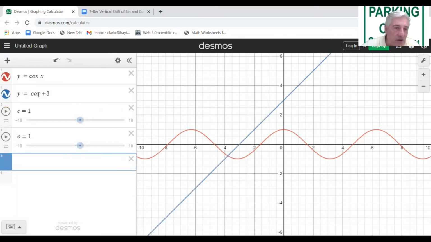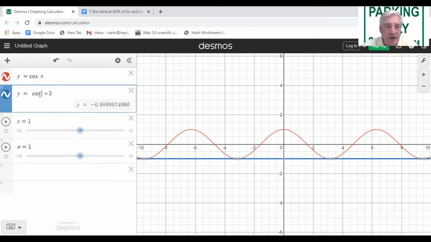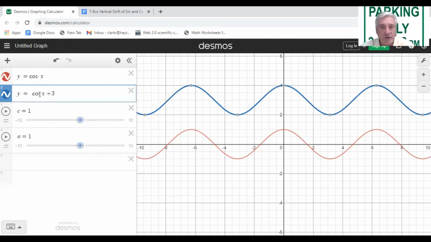Y equals cosine x plus 3. What did we do? Everywhere there was a 1, we went up to 3, but we didn't change the amplitude. Everything that's now 2 was at -1. So all we did was move our graph up 3.